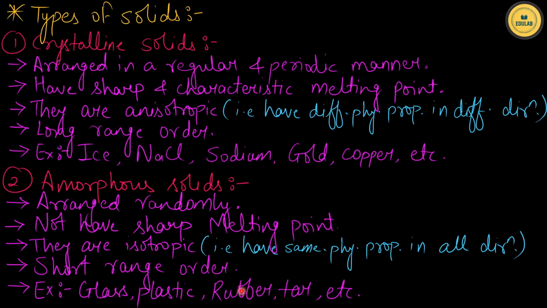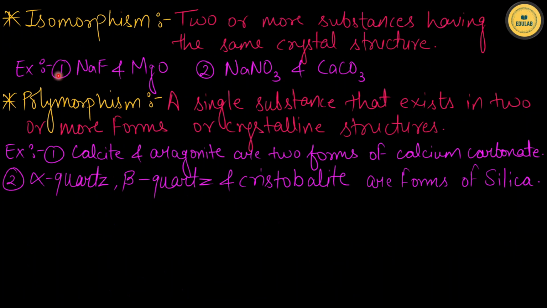Let's move to the next one. First one is isomorphism. Isomorphism means two or more substances having the same crystal structure. Examples: NaF and MgO. Second one is NaNO3 and CaCO3.